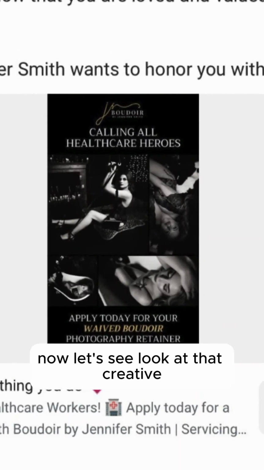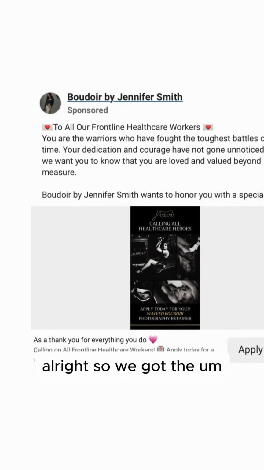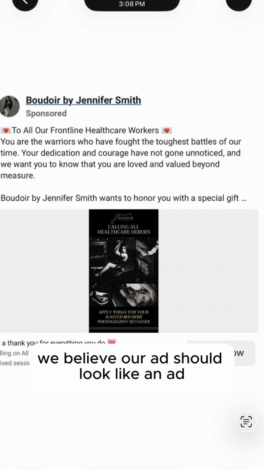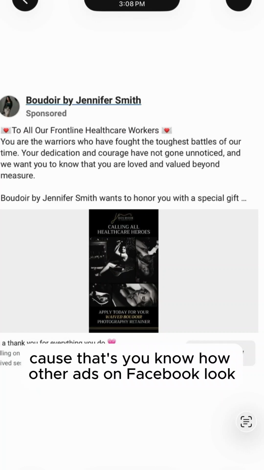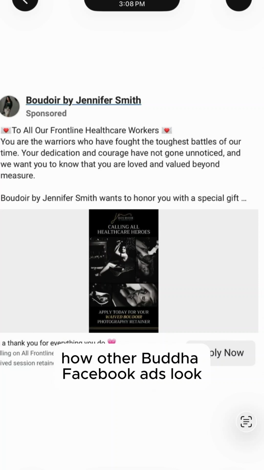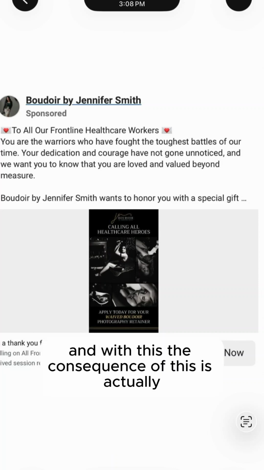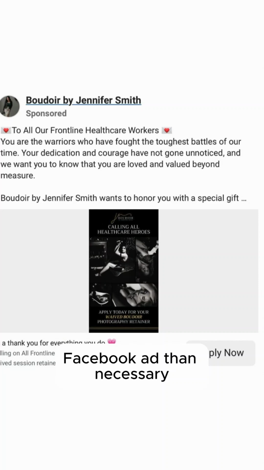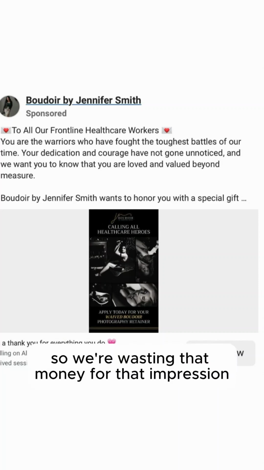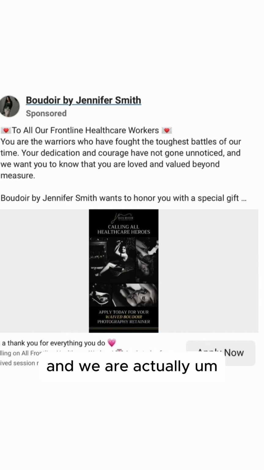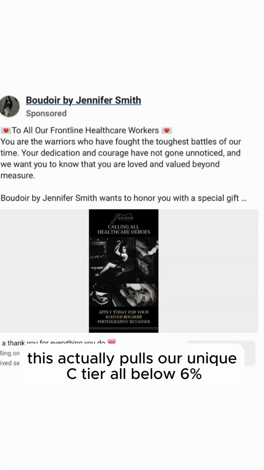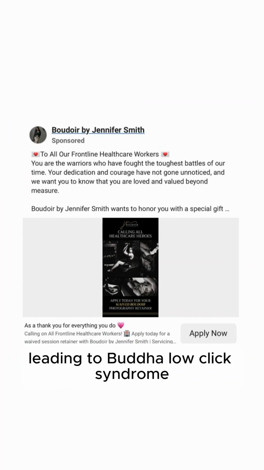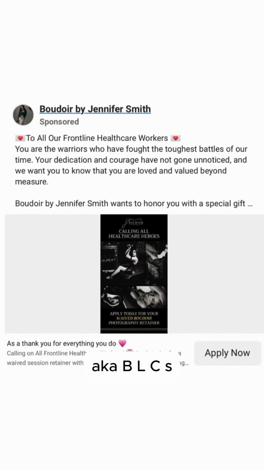Now let's look at that creative. All right, so it looks like an ad mistake here in our creative. The false belief that causes us to make this mistake is we believe our ad should look like an ad because that's how other ads on Facebook look, how other Boudoir Facebook ads look. And the consequence of this is actually way more women will be scrolling by our Boudoir Facebook ad than necessary. So we're wasting that money for that impression, and this actually pulls our unique CTRL below 6%, leading to Boudoir low click syndrome, aka BLCS.